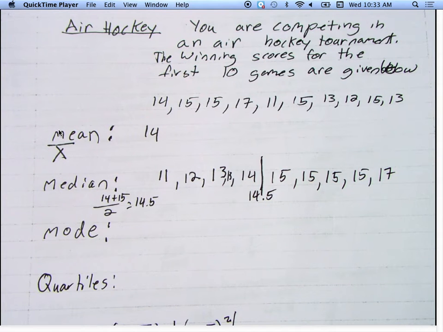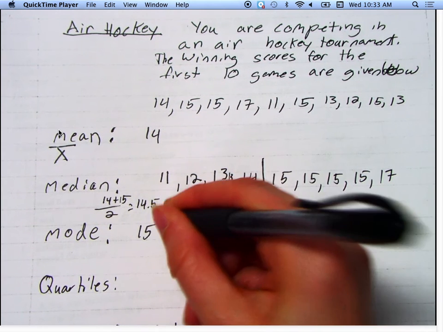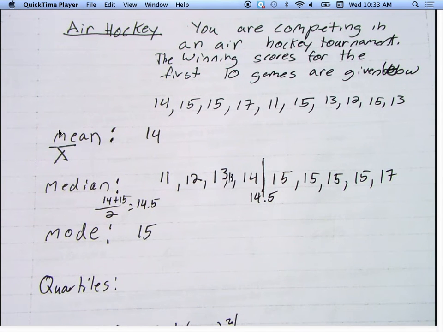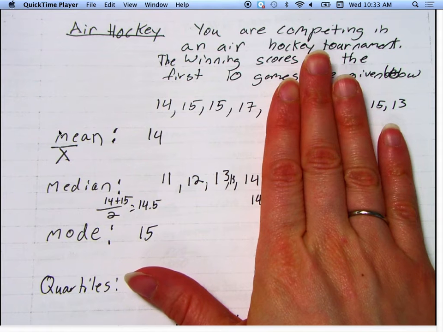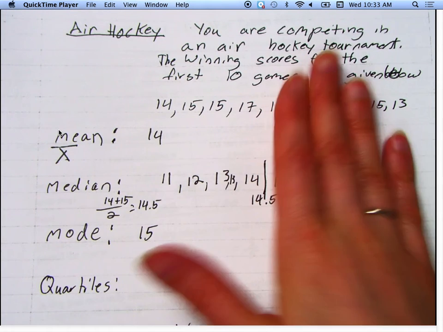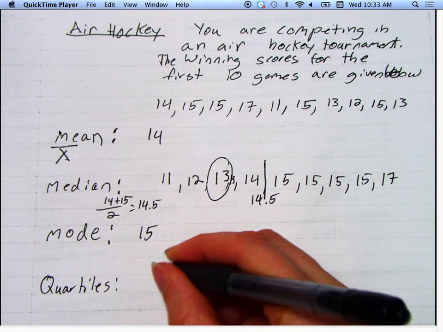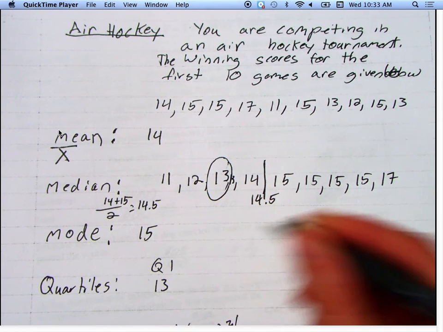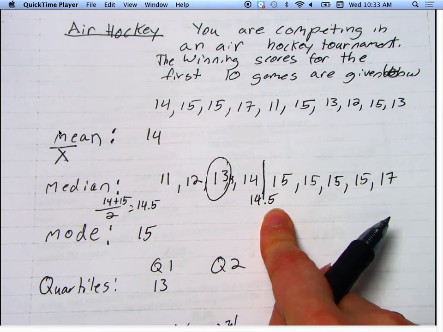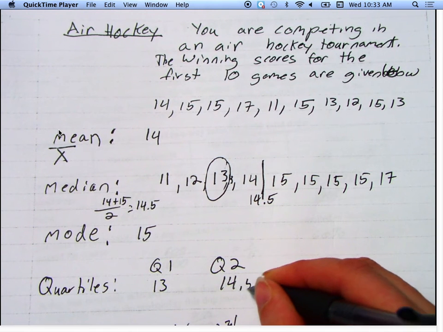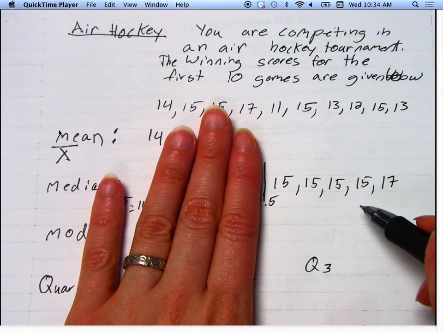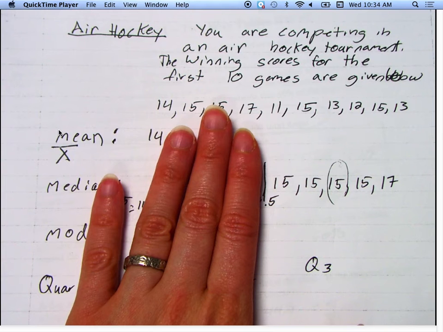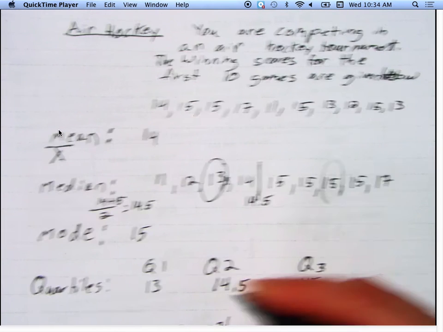Mode. What's the mode? What's most common? 15. Okay, let's talk about the quartiles. So, 14.5 is my median. That's in the very middle. Then I ignore one side. What's the very middle of 11, 12, 13, 13, and 14? 13. So quartile 1 is 13. Quartile 2 is my median, 14.5. Quartile 3, what's in the middle of here? 15, right? So those are my quartiles broken up.